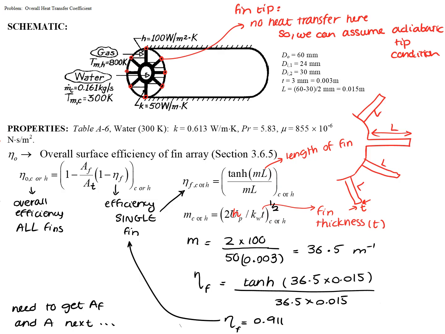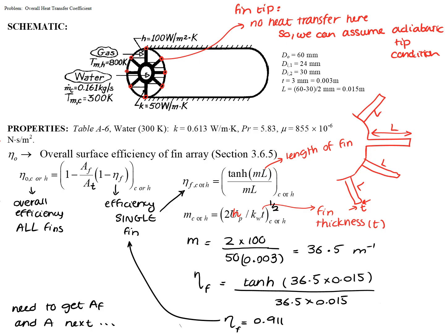In this slide we're calculating the overall efficiency for the fins on the gas side. In order to calculate overall efficiency for fins, I have listed the formula that you would use. It's 1 minus AF, which is area of the fins, divided by AT, which is total area. Total area is area of base plus area of fins.